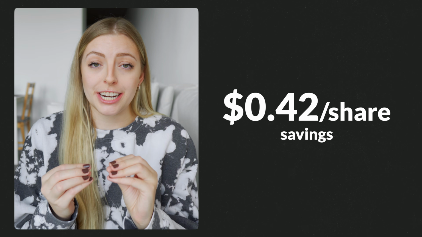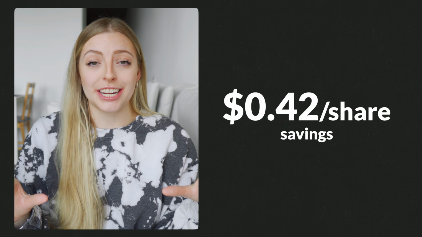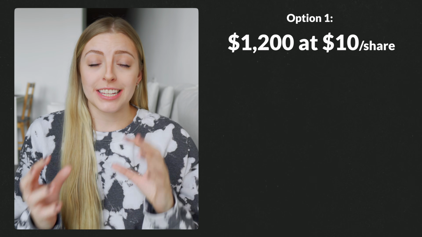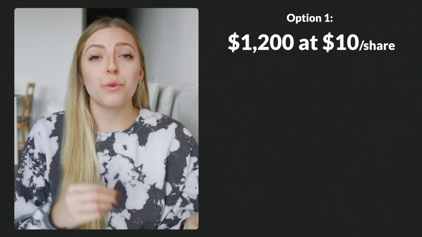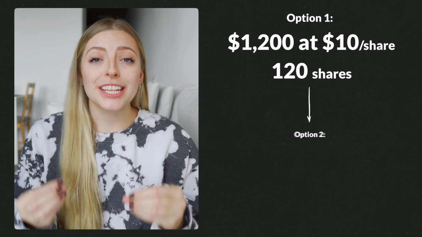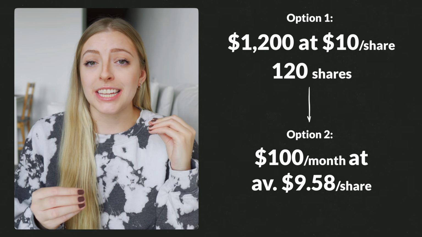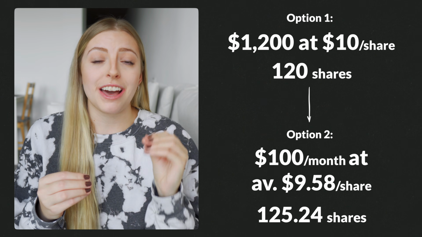So in this example, taking the different share prices and the amount of shares that you could afford per month into account, you would have ended up saving about 42 cents per share by spreading out your investing throughout the entire year using a dollar cost averaging approach instead of investing all of your money in January. That means that if you invested $1,200 at $10 per share in January, you would own 120 shares. But because you invested $100 per month, the average price per share ended up being $9.58, meaning that you'd own 125.24 shares instead.